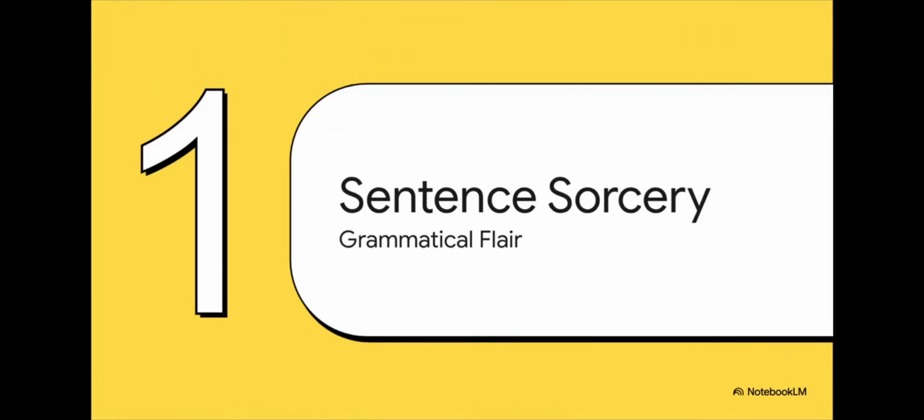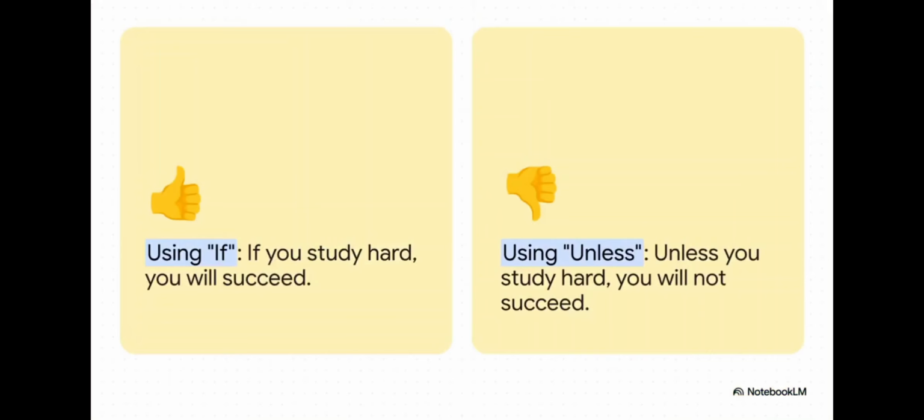Okay, let's get into our first power move, which I like to call sentence sorcery. This is all about taking simple sentences and twisting them, transforming them to really show off your grammar skills and wow the examiner right from the get-go. So let's start with a really simple one. Just think of unless as a shortcut for if not. That's all it is. So when you swap out if for unless, all you have to do is flip the second part of the sentence from positive to negative. It's a super clean, really effective trick to add some variety.